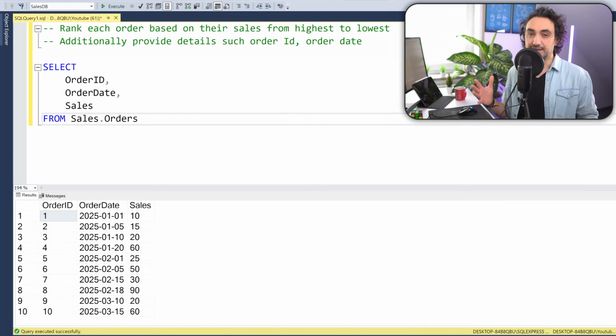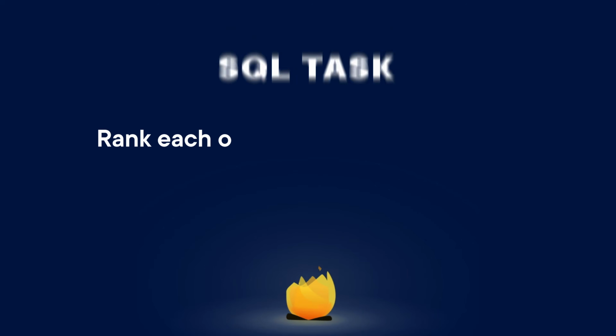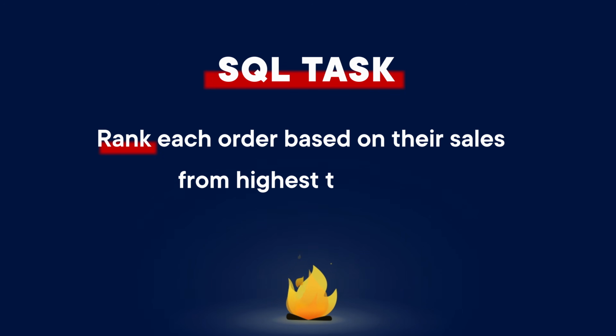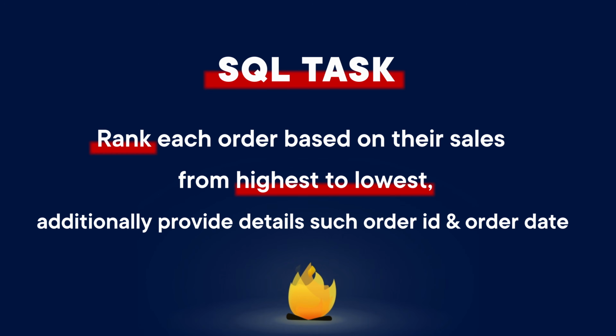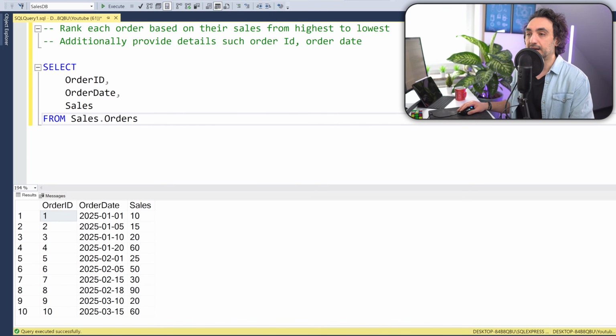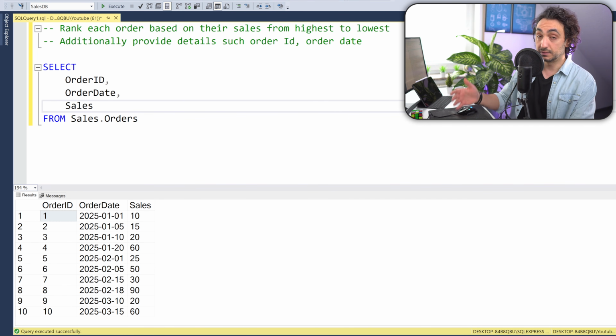Alright, so now let's have a quick task for the order by. It says rank each order based on their sales from the highest to the lowest. And we have to provide additional information like order ID and order date. So let's see how we can write the query. So we have the basic stuff, order ID, order date, and the sales. And now we're going to go and rank the data using a window function.